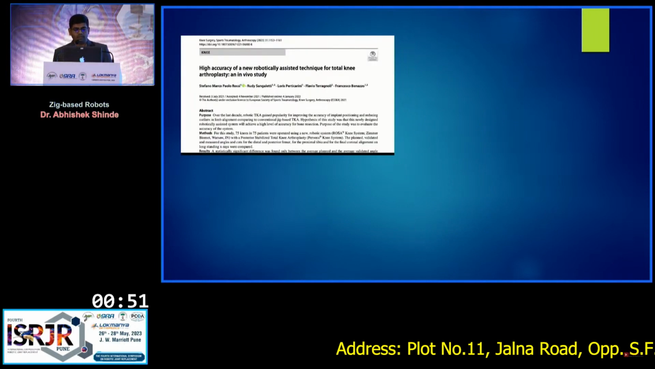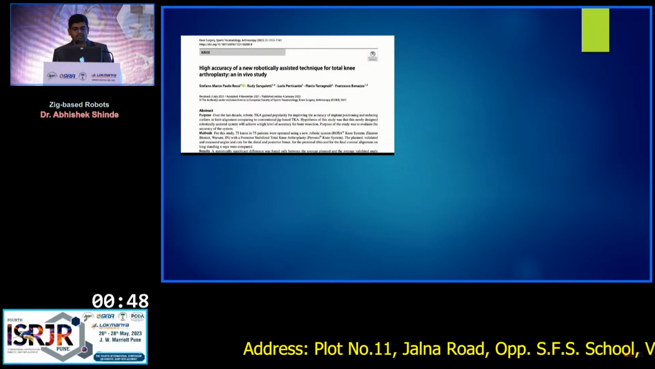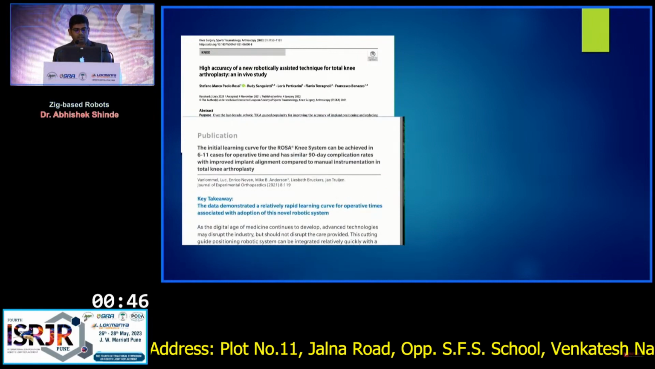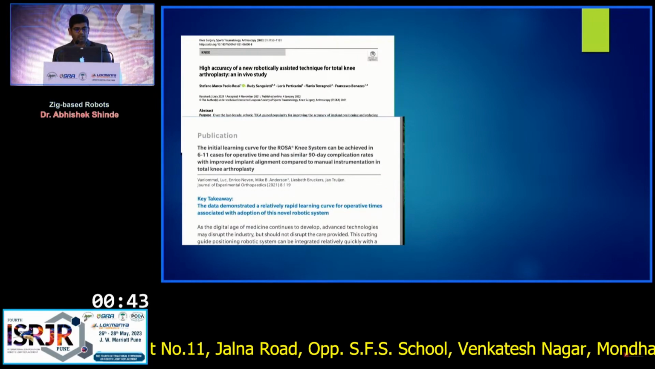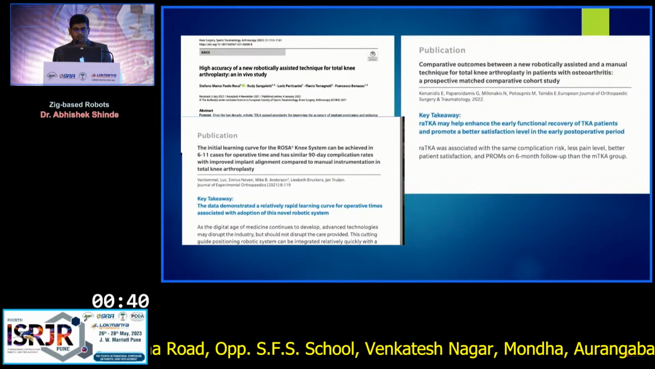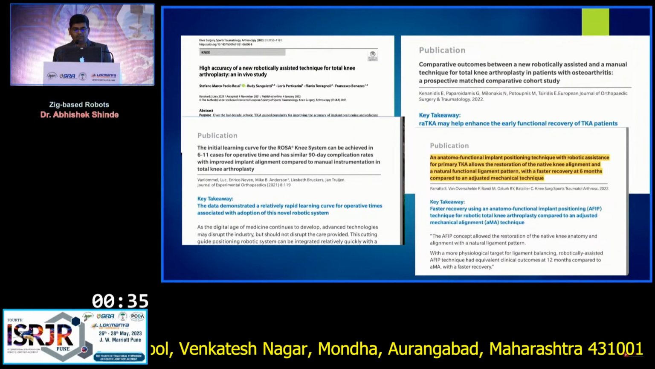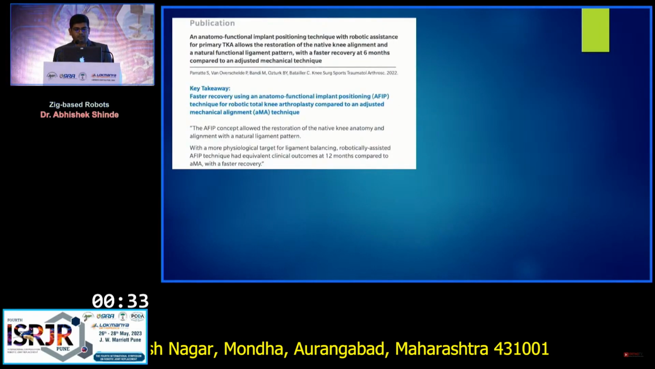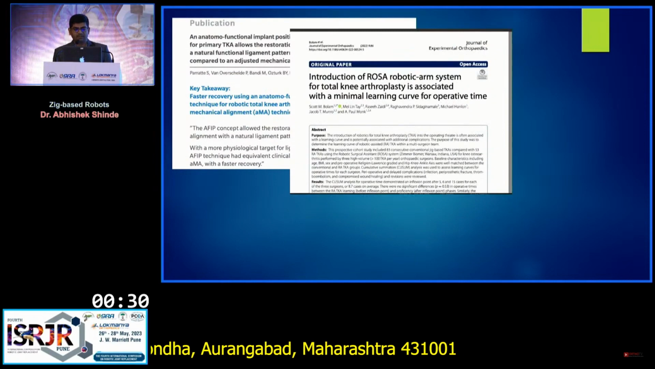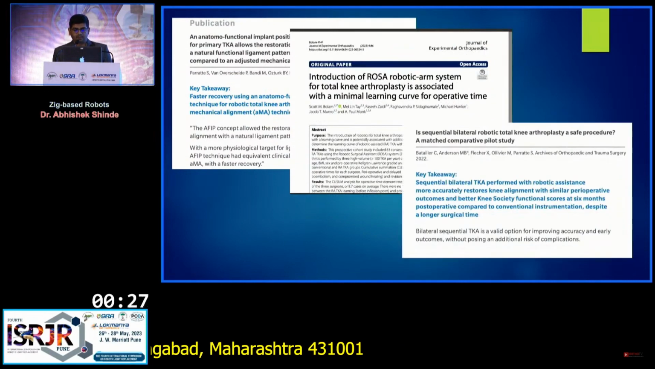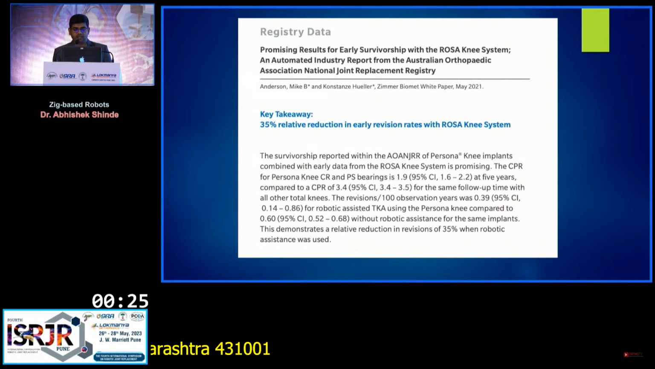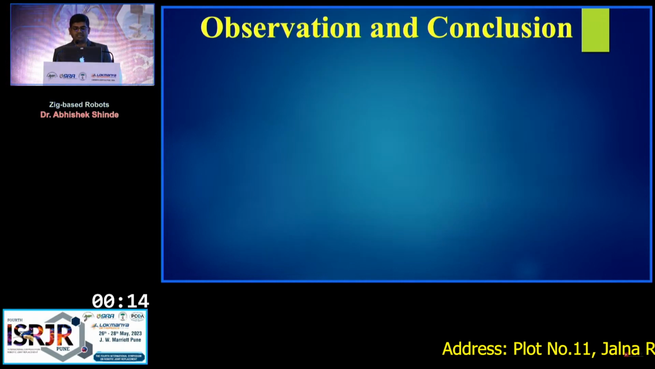Many publications report high accuracy of the newly robotically assisted technique of total knee arthroplasty. For ROSA, the learning curve is about 6 to 11 cases. Comparative outcomes: anatomic and functional implant positioning is the same. This is registry data from the Australian Orthopaedic Association National Joint Replacement Registry: a 35% relative reduction in early revision rate with the ROSA knee system.